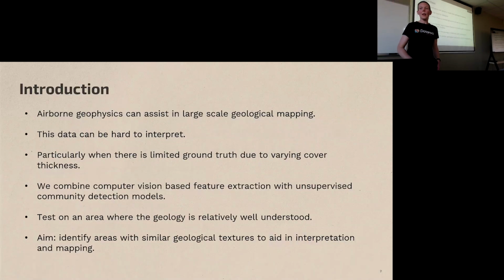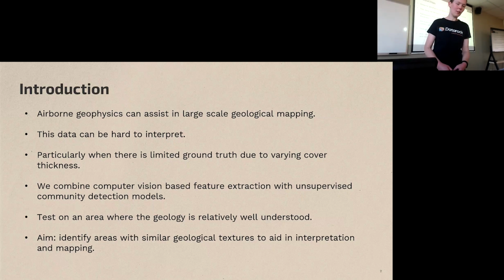Okay. So airborne geophysics can assist in large-scale geological mapping, but the data can be quite hard to interpret and relate back to the lithology, particularly when there's limited ground truth due to varying cover thickness. So in this study, we looked at if we could demonstrate how computer vision-based feature extraction can be combined with unsupervised community detection models to extract geologically relevant information from airborne geophysics.